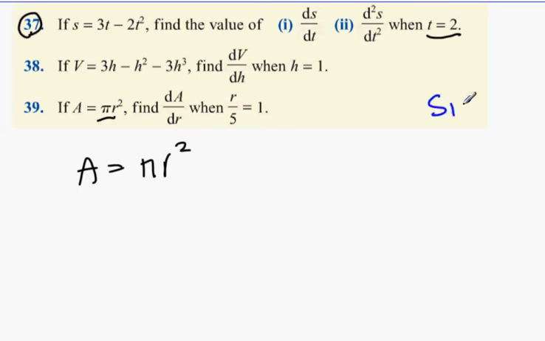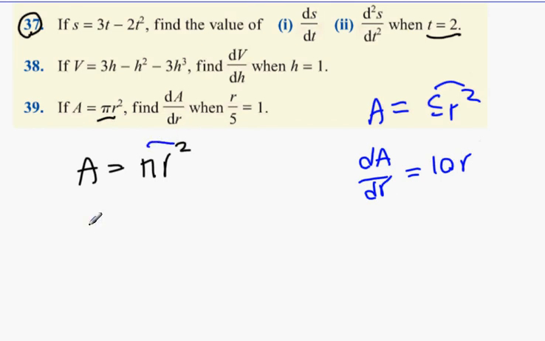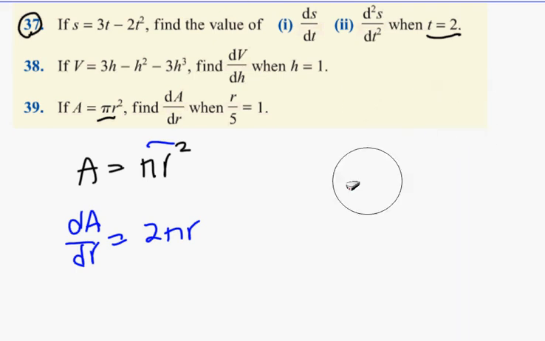If I ask you to differentiate 5r squared, what would you tell me the answer is? Oh, sorry, just 5r squared, not 5 pi r squared. You tell me the answer is 10r, because you'd multiply 2 by 5 and you get 10. I'd like you to do the same thing. Multiply 2 by pi and we get 2 pi r.